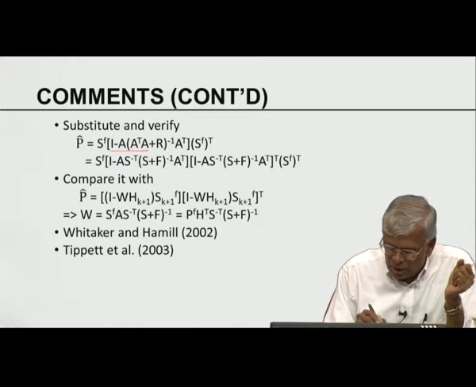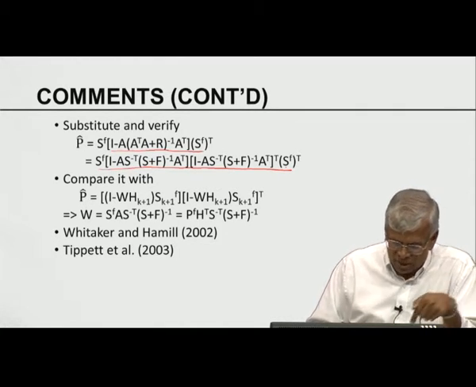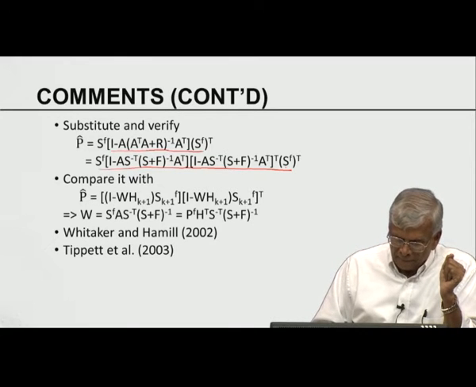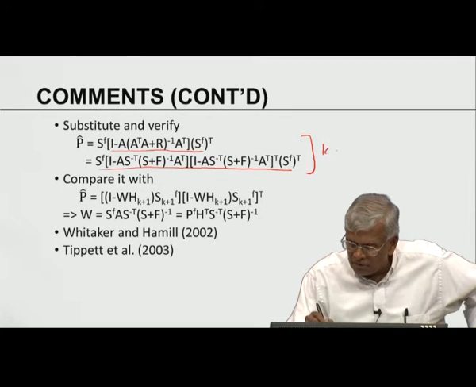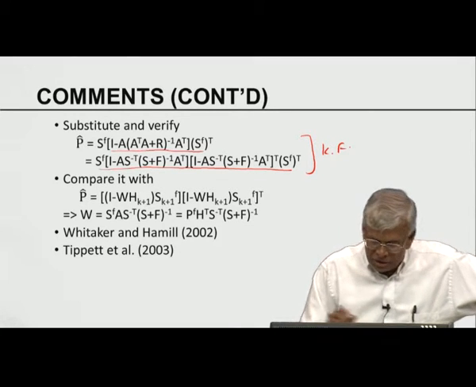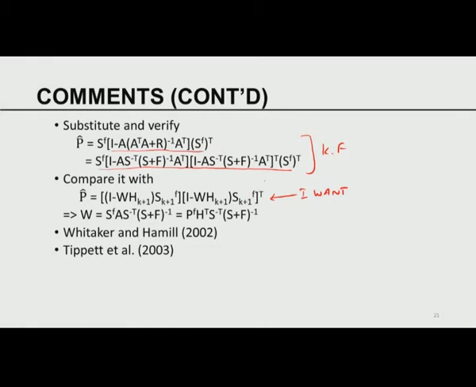Therefore, this is the original expression. By substituting the factorized expression from the previous one, I get this. Now what do I want? So this is the expression I get from the Kalman filter. This is the expression I get. I want these two to be equal. If I equate these two, everybody but W is known. So I am computing the same quantity in two different ways.